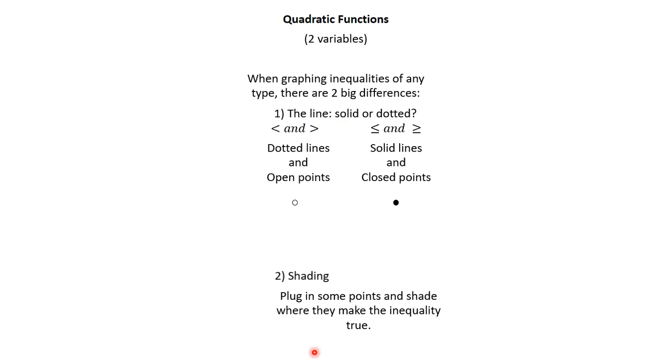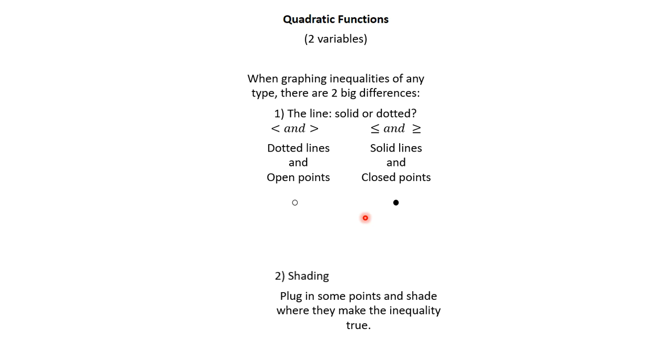And then shading, we plug in a point on one side of the line, we shade that side if it works. If it doesn't work, we shade the other side. Now if you have y equals or y is less than, you'll shade below. If you have y is greater than, you would shade above. But sometimes when it's all mixed up, it's a little bit tougher to tell.